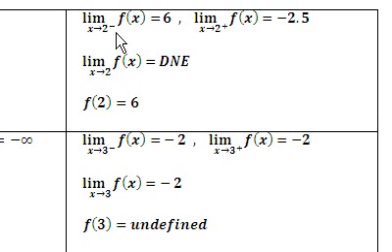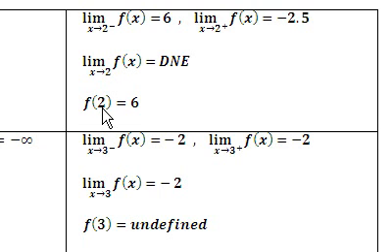We were going from -1, or I'm sorry, we're approaching 2 from the left-hand side. We got 6 approaching 2 from the right-hand side. We got -2.5, therefore the limit doesn't exist. So for this to be continuous at the point where x is equal to 2, this must exist, but it doesn't. So we know right there that it's not continuous.